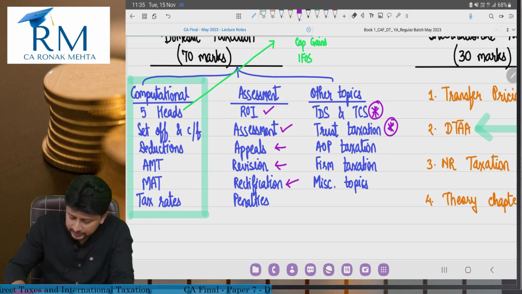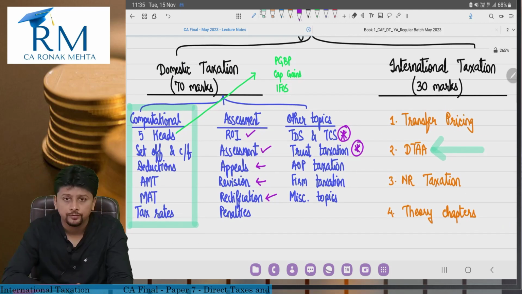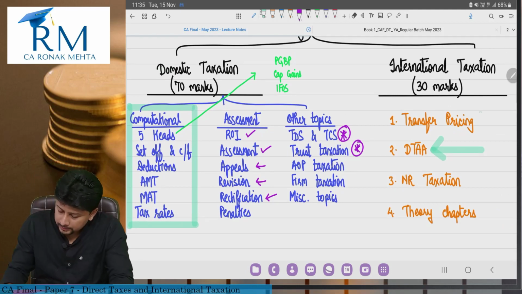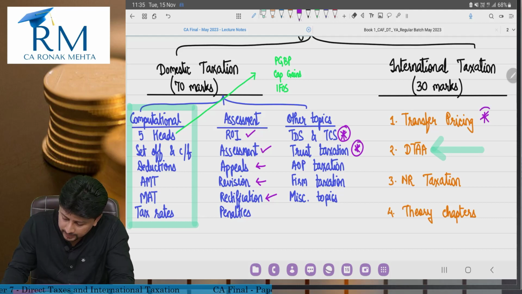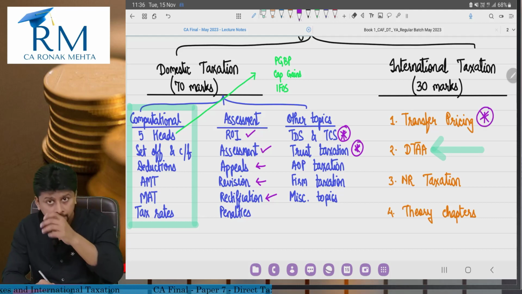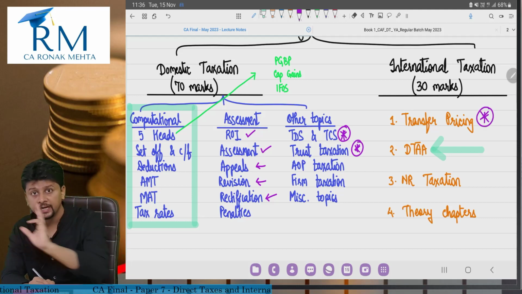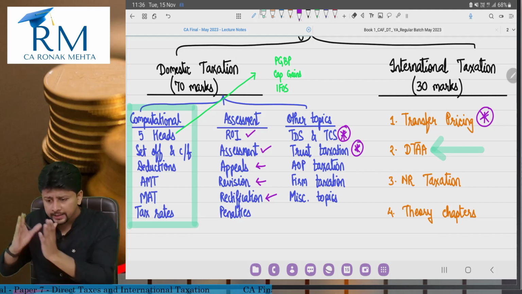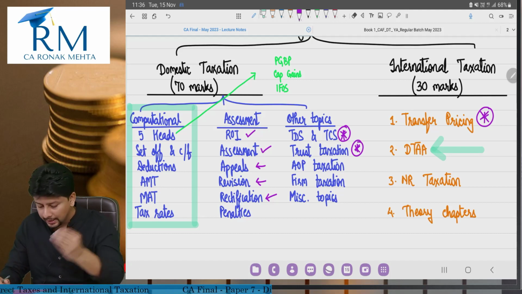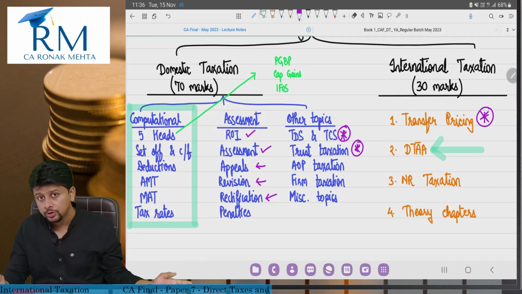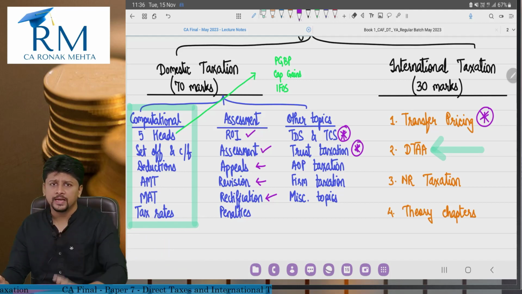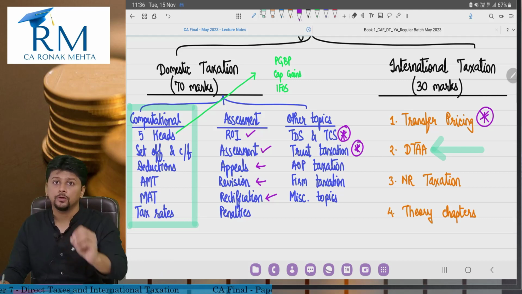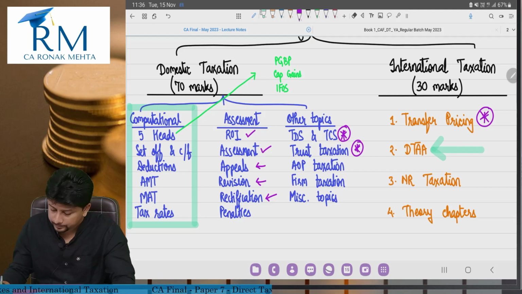So this is your 70 marks of domestic tax, 30 marks of international tax. Something that is very important, which will consume a major part of our lecture time when we do international tax, is transfer pricing. It is only taught at CA final level, and like the other chapters I just mentioned, you can with reasonable surety expect that transfer pricing will also be part of your question paper.